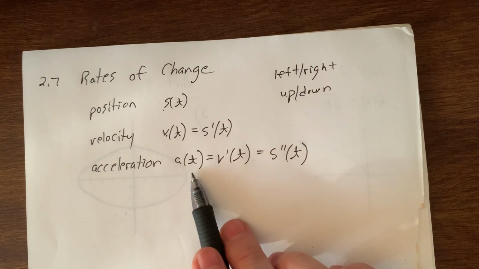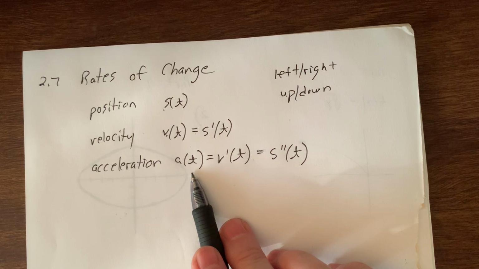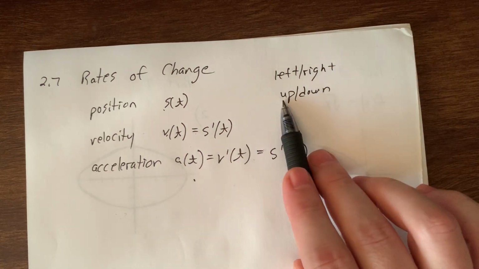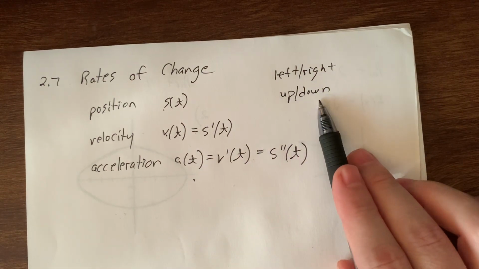And last, the same thing with acceleration. In which direction are you being pulled? Well, if your acceleration is positive, you're being pulled right or up. And if your acceleration is negative, you're being pulled left or down.